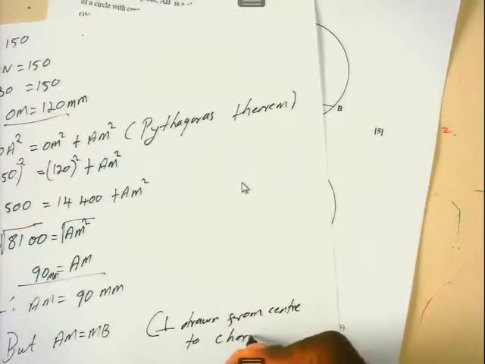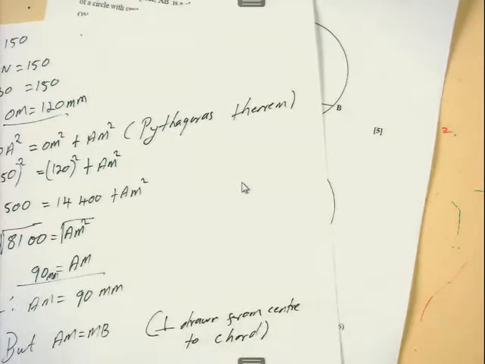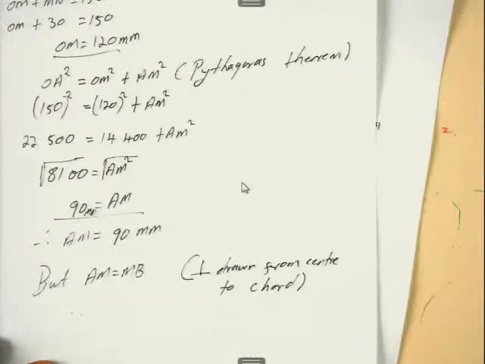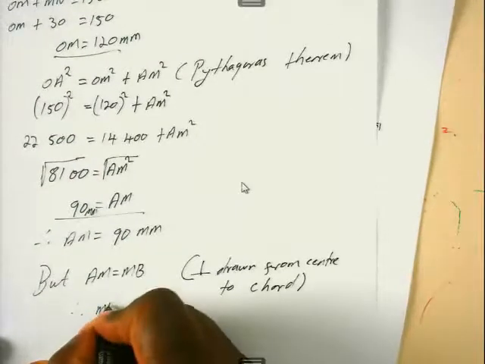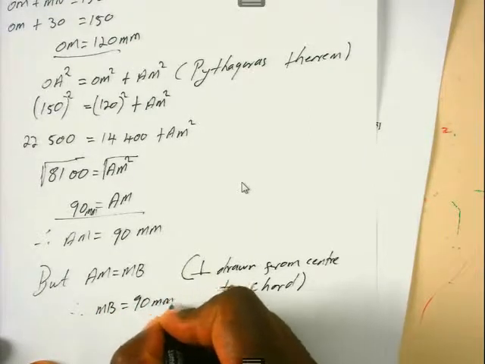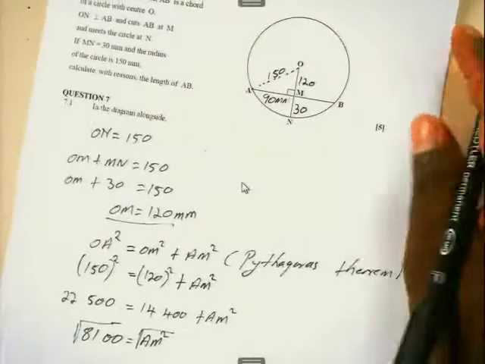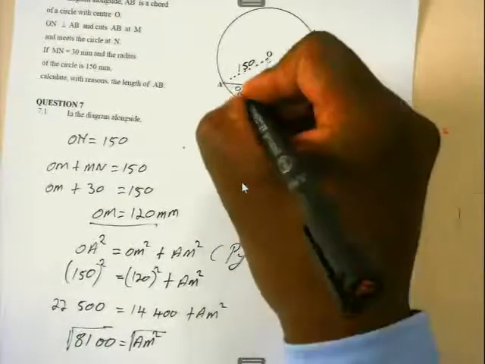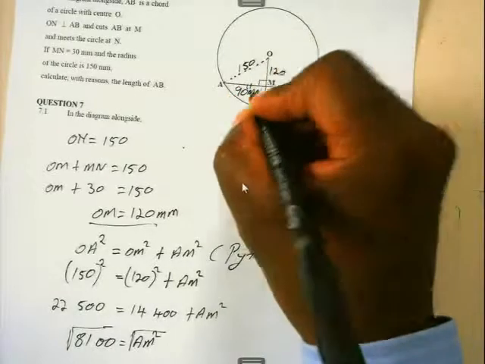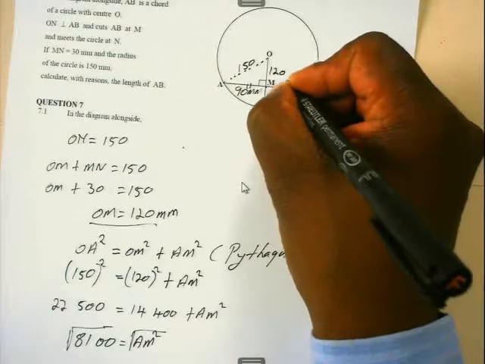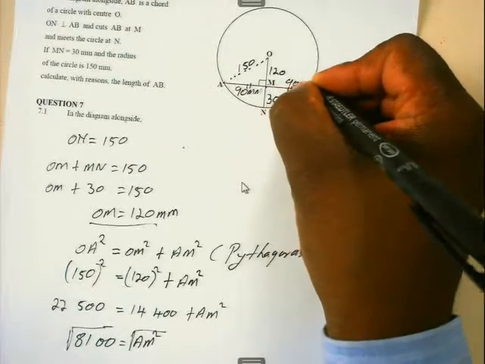The perpendicular drawn from center to chord bisects the chord. What does that mean? It therefore means MB is also equal to 90 millimeters. Here, let me go to the diagram. I mark it. Remember, AM is equal to MB. This side is equal to that one. If AM is 90 millimeters, it means MB is also equal to 90 millimeters.